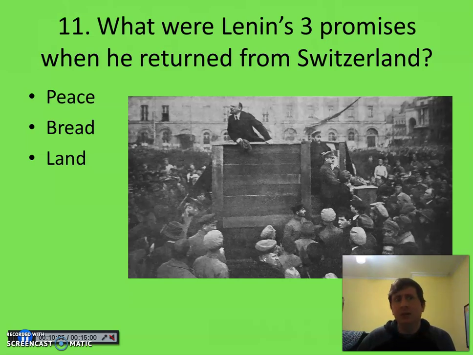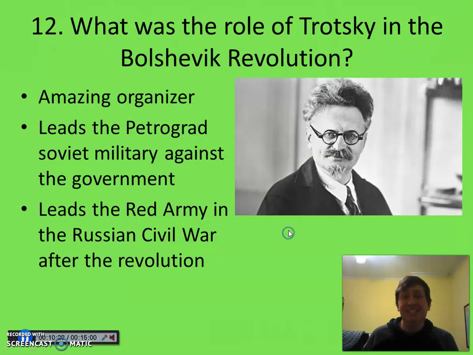Really worked out well. He gets to Russia and he promises the three things that people want: peace, bread, and land. We're going to end the war, we're going to feed the people, and we're going to split up the land that belongs to the rich people and give it to the peasants. This is what everybody wanted. This is what the provisional government should have done. But they didn't because, I don't know. I don't know why. I really don't.